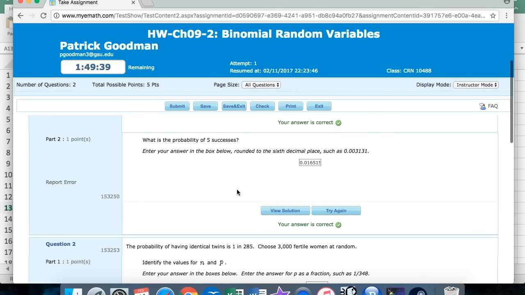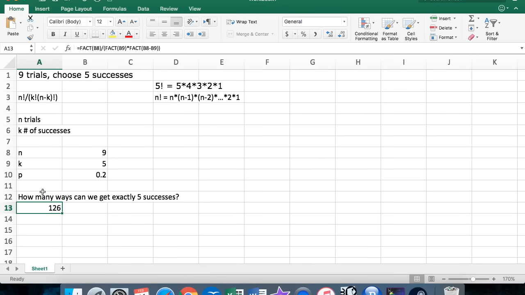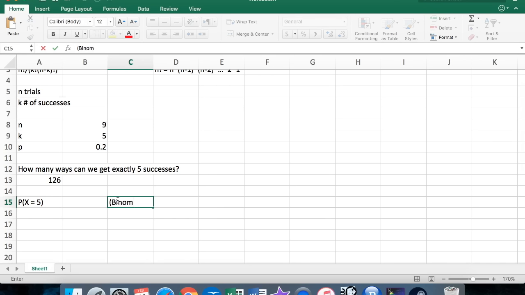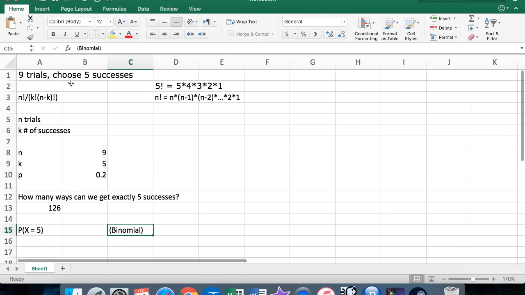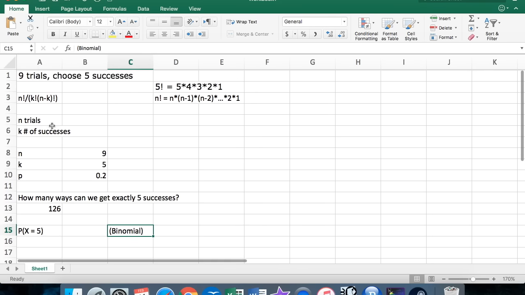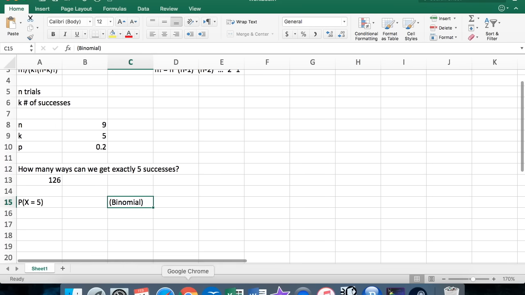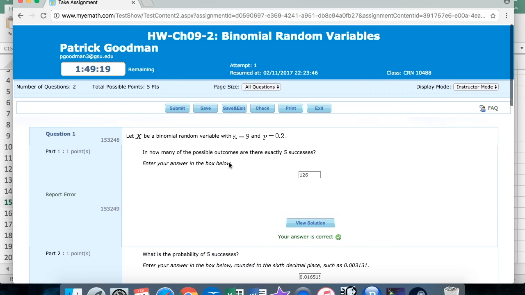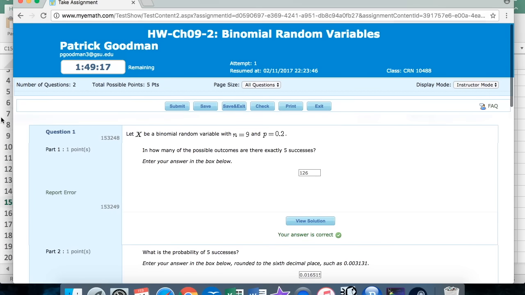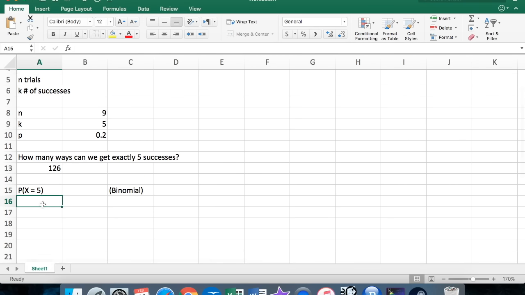Now it asks us for the probability of 5 successes. This is actually a lot easier. To find the probability that x is exactly equal to 5, this is what we need to do. Since this is a binomial distribution, we know it's binomial based on the criteria for binomial. You have to have a fixed number of trials, a fixed probability of success, and a few other things. But it says it's a binomial random variable, so we don't have to worry about checking it. All right, this is all you have to do.